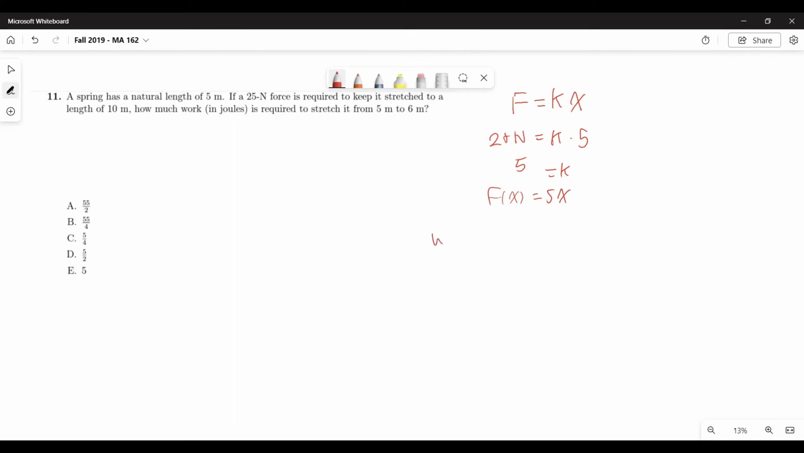So work is the integration of force. So work is the integral of 5x dx, and it's stretching from 5 meters to 6 meters, and 5 meters is at the natural length, meaning that's the 0 point. And then it increased to 6 meters, so the difference is 1, so it's from 0 to 1. So 5x squared over 2, from 0 to 1, this becomes 5 over 2. So the answer is D.